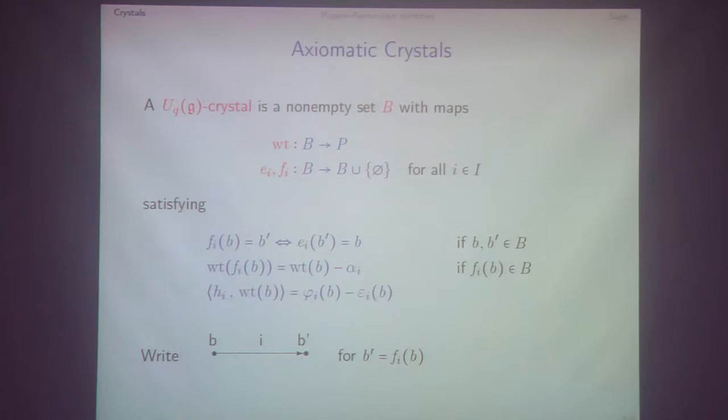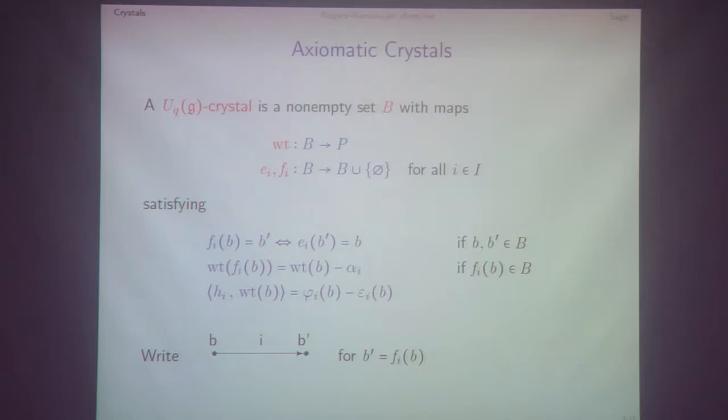And then for the weight function, you want that an Fi changes our weight by alpha I, where alpha I is a simple root in our Lie algebra. And then there's another relation between the co-roots and what are called phi and epsilon. So this phi and epsilon are just things that you can read off from the graph.